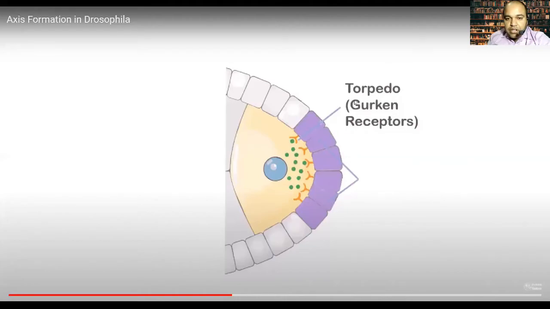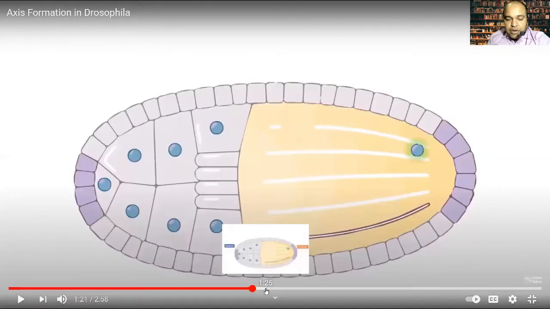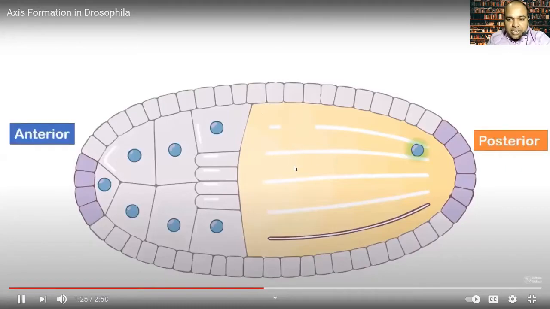So we have seen that the gurken protein was binding to the torpedo receptors and causing the differentiation of the cells. Once the differentiation of the cells takes place, this is how the developing egg appears. And in this case, you find here that bicoid mRNA will be transferred from the central part and accumulated towards the posterior end. How?